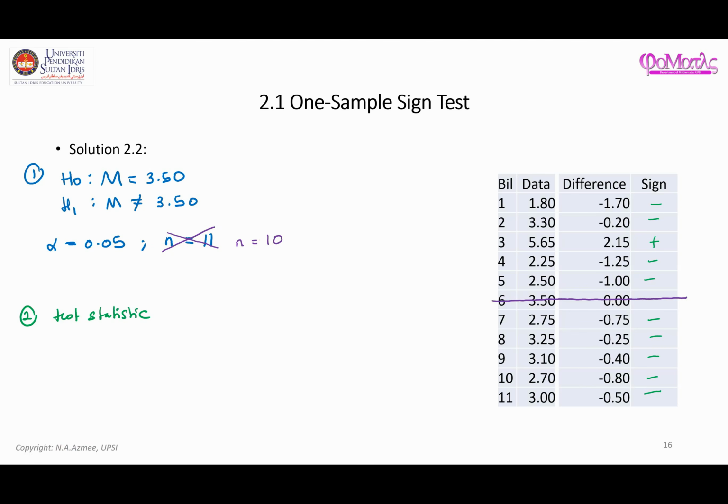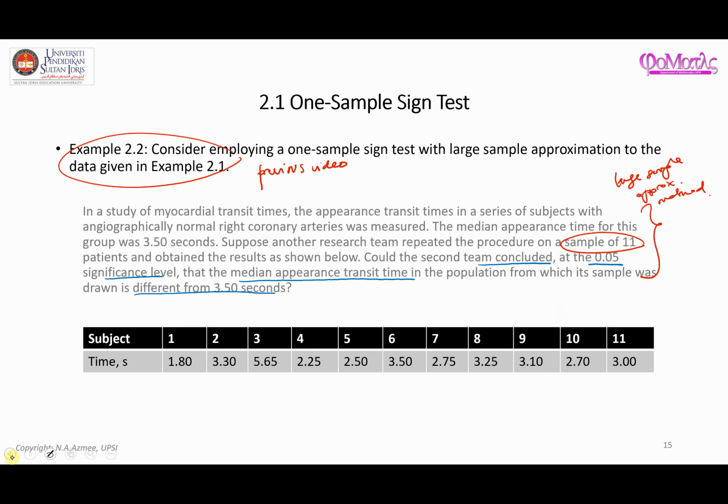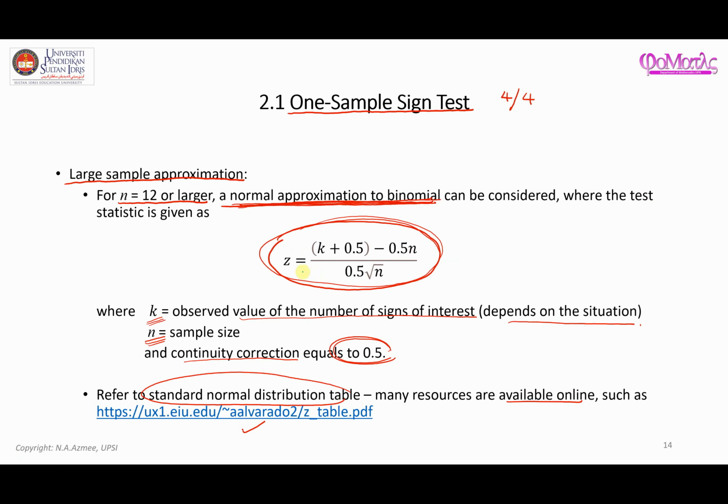If you consider the test statistic based on the original procedure of one sample sign test, this is the one that you should consider, because my positive sign appears less than the negative sign, and therefore in this case this is the value of k. K is equal to 1 because the positive sign appears only one time. And we are going to use the test statistic as illustrated here based on the large sample approximation method. This is what you need to consider as your test statistic.